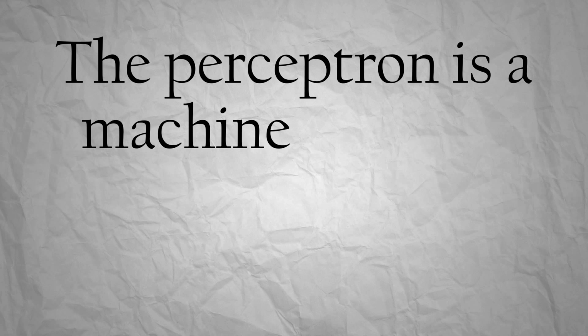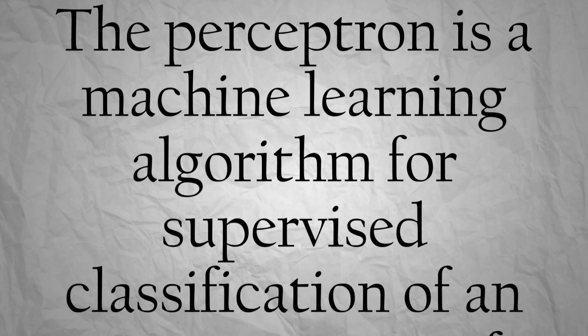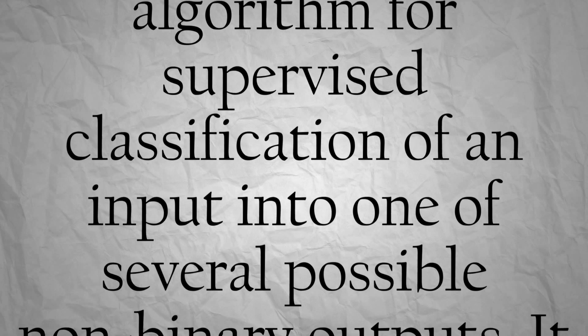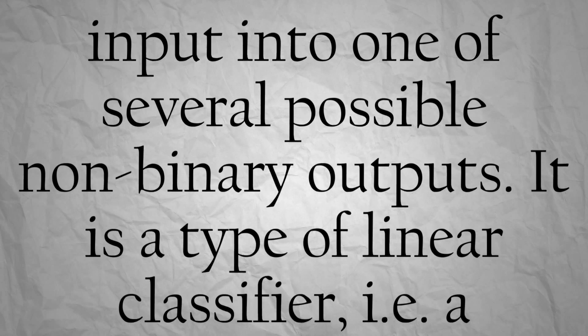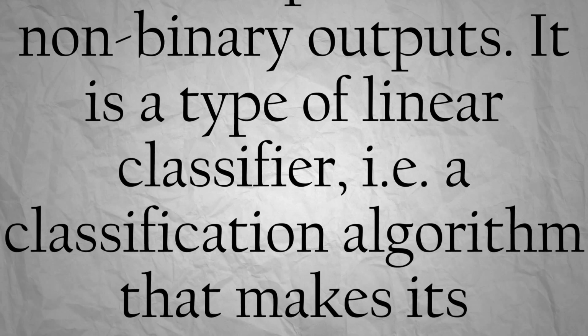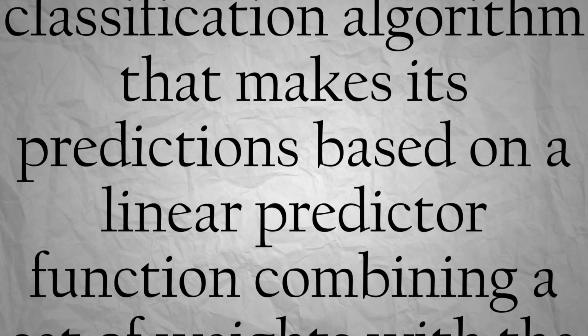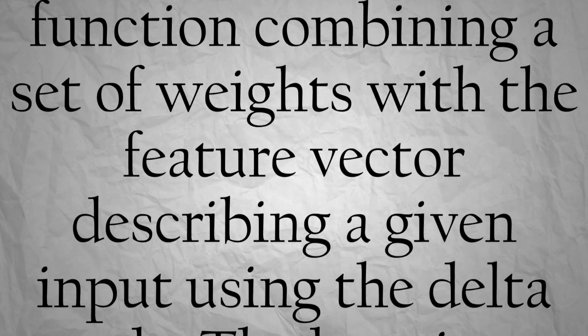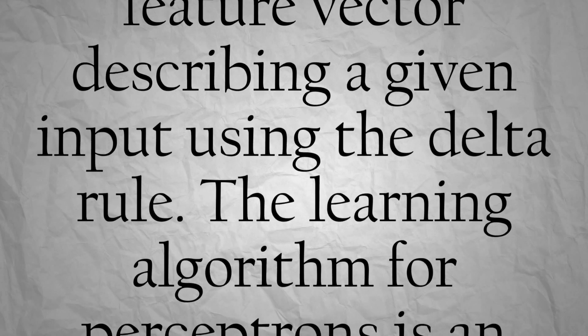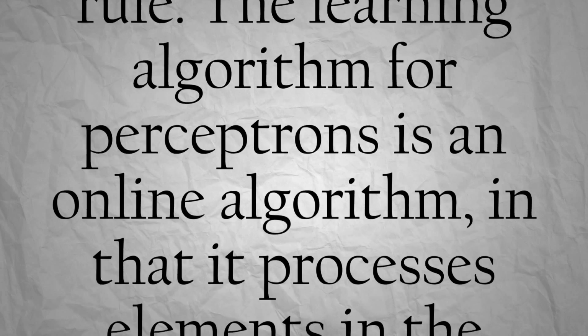The perceptron is a machine learning algorithm for supervised classification of an input into one of several possible non-binary outputs. It's a type of linear classifier, i.e. a classification algorithm that makes its predictions based on a linear predictor function combining a set of weights with a feature vector describing a given input using the delta rule. The learning algorithm for perceptrons is an online algorithm in that it processes elements in the training set one at a time, and wait. This is getting a little too technical.